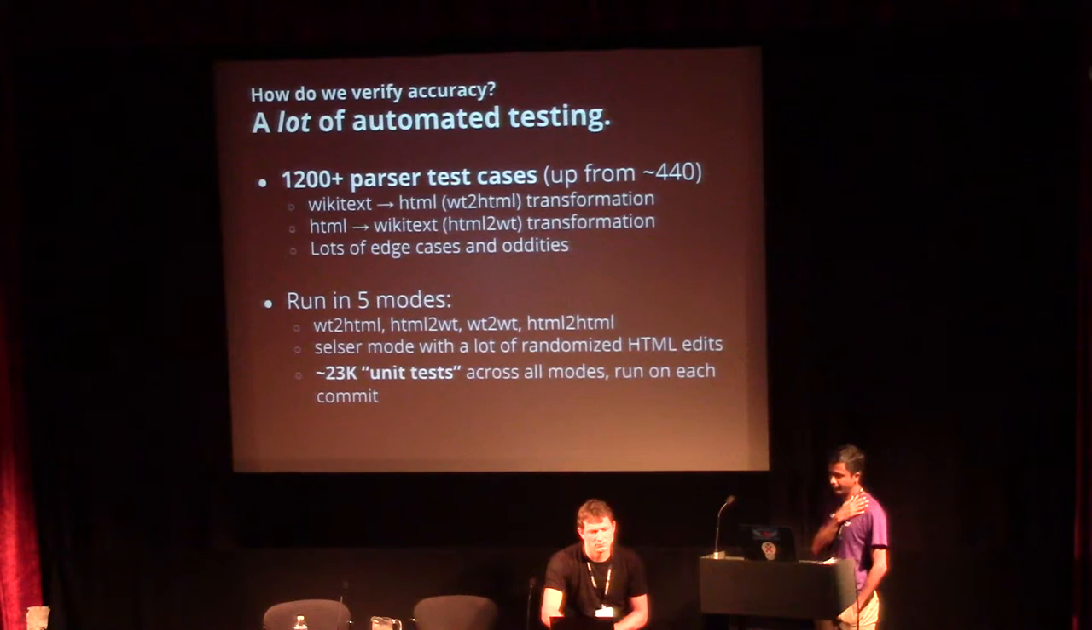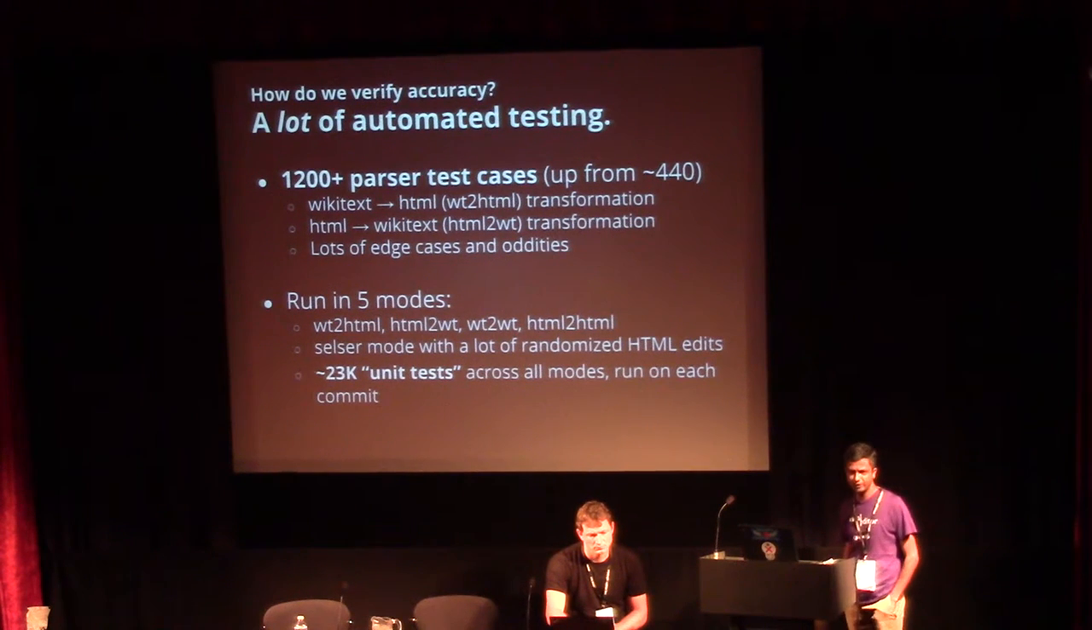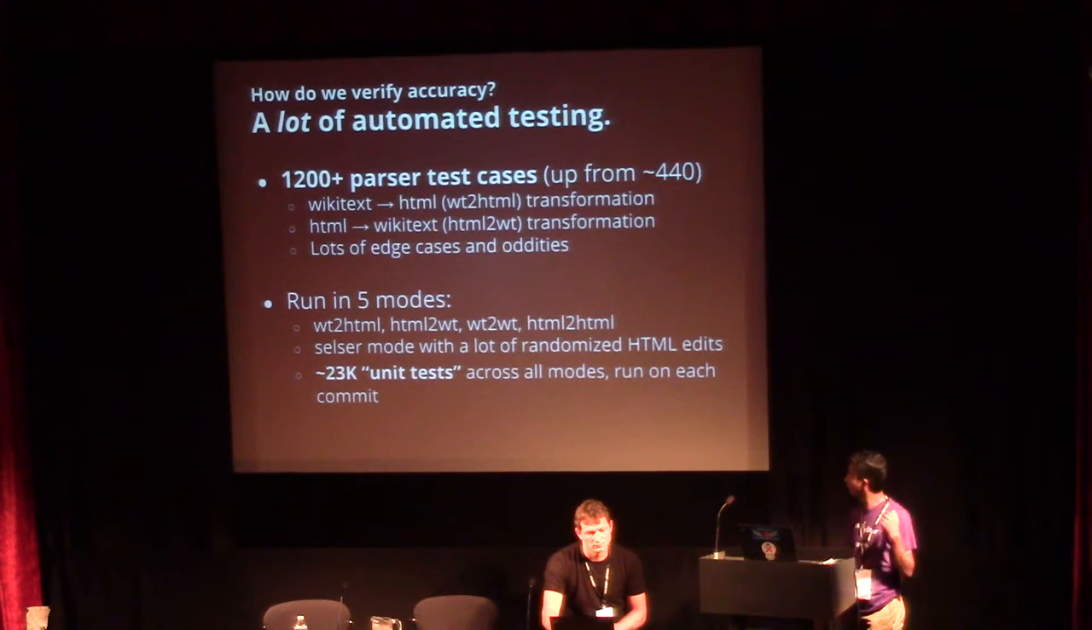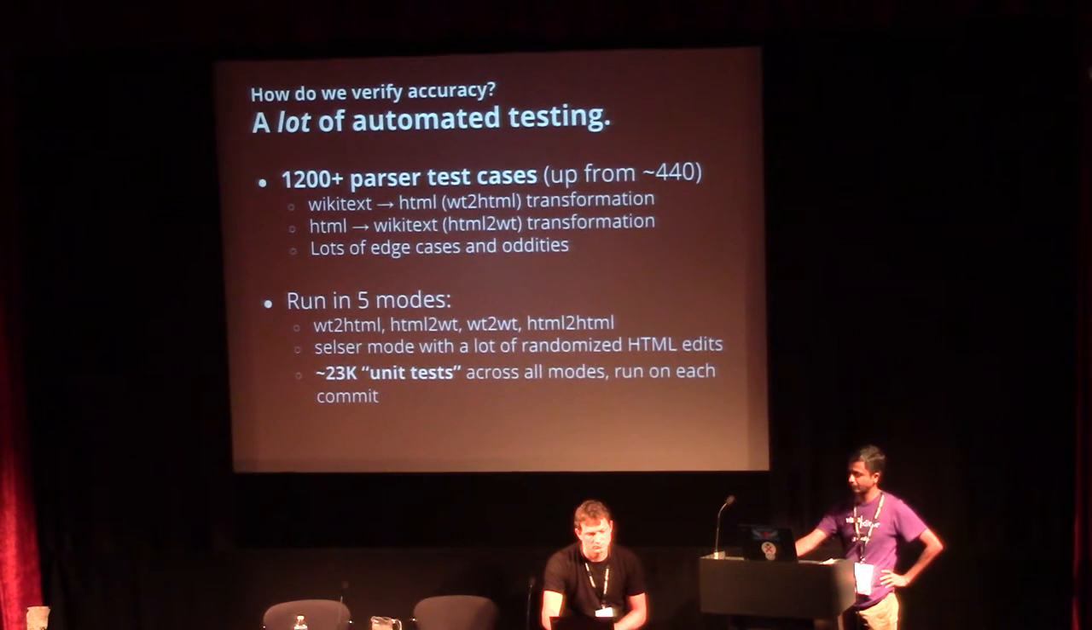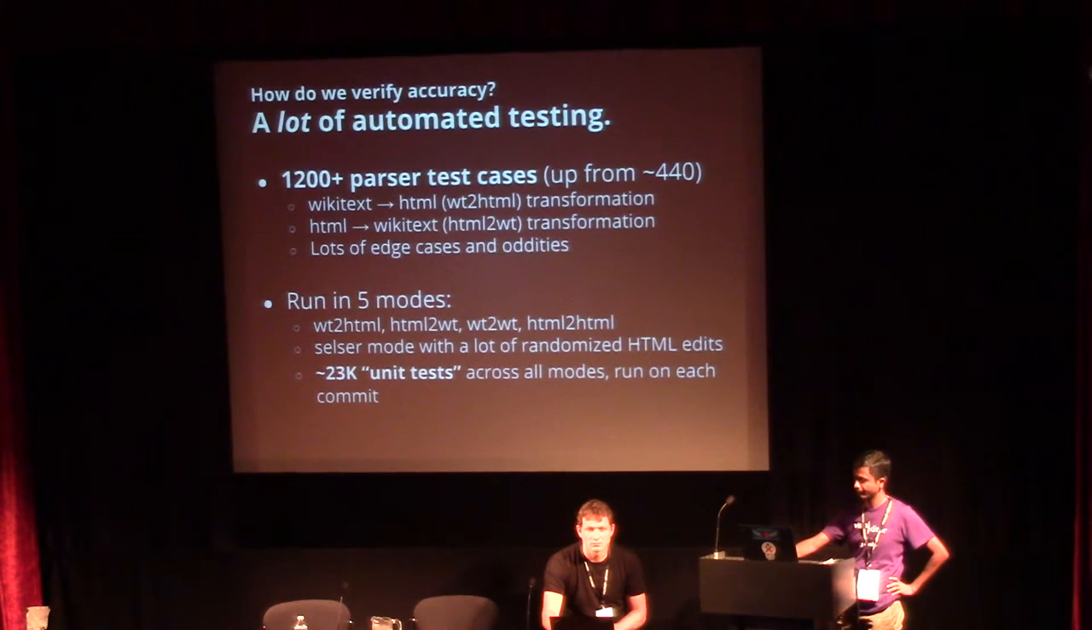And the way we verify accuracy is by doing a lot of automated testing. So we started with about 400-odd parser test cases that we got from the core parser. And over time, this has now increased to about 1,200-odd parser tests. They spec the behavior when we go from Wikitext to HTML and HTML to Wikitext, and there are a lot of edge cases. And we have a runner which runs this in about 5 modes. And effectively, this means about 23,000 tests run across all modes whenever we make a commit.